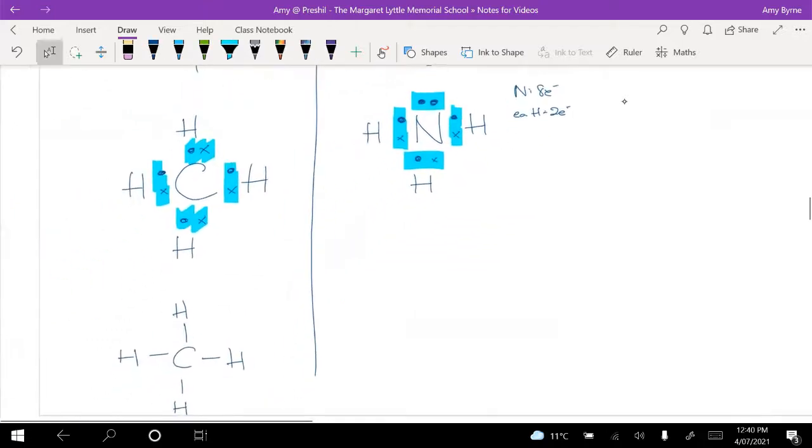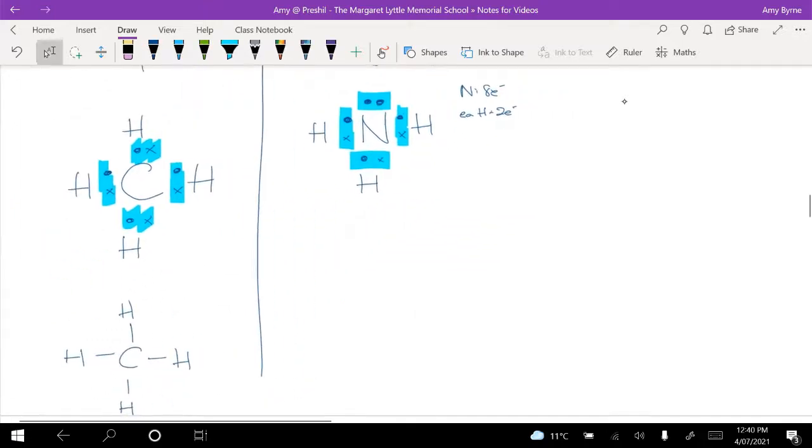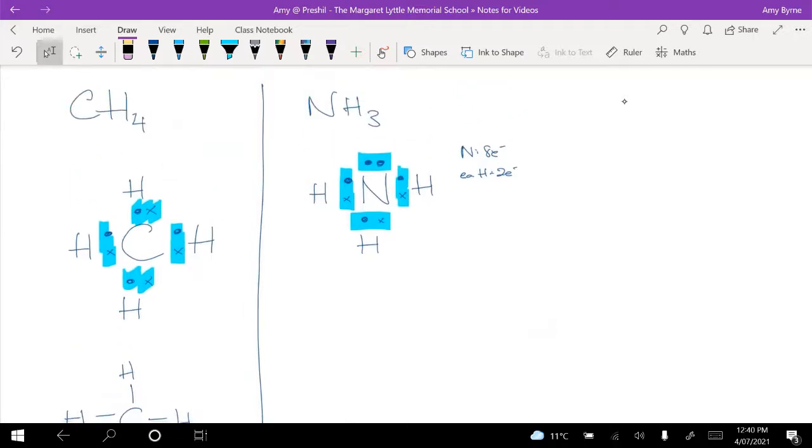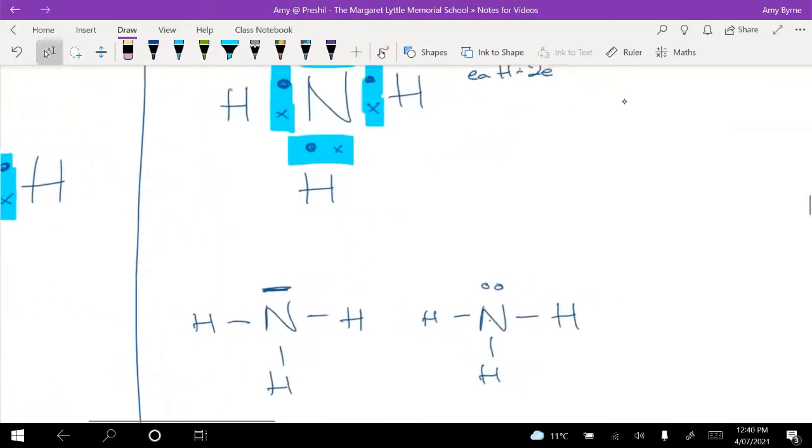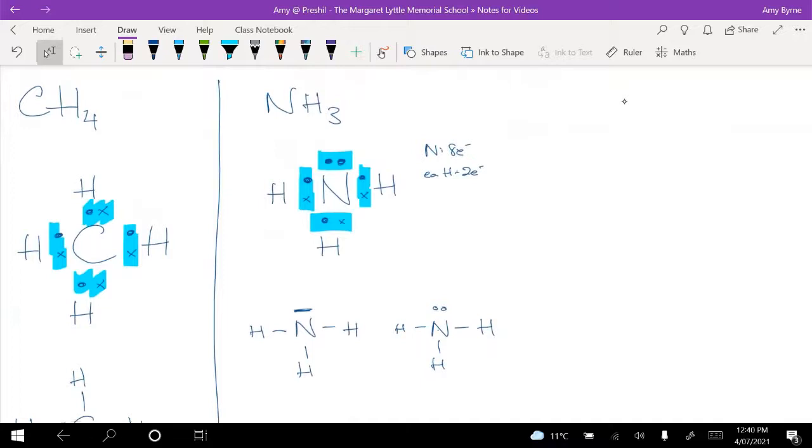Just like I was able to draw with lines for my methane, I can draw lines for my ammonia. So sometimes you will see that where each line represents a pair of electrons. Sometimes you will see it like this. The IB will accept, if you are asked to draw a Lewis structure for ammonia, any one of those 3 diagrams.